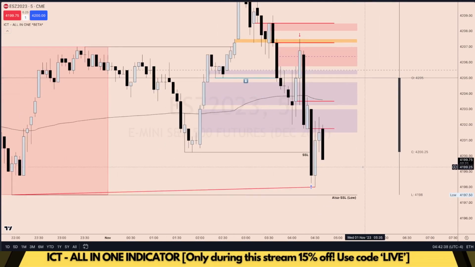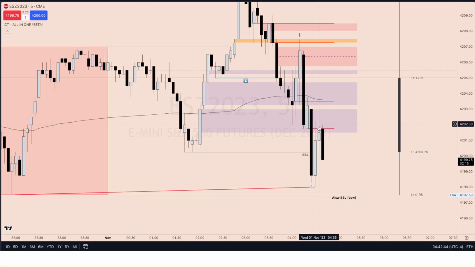Let's go. Let's get Ryan his profit. Order block playing out. Didn't even close above our red line.